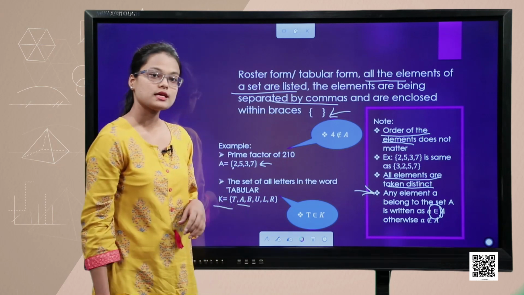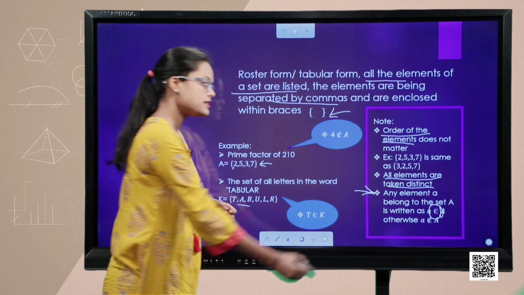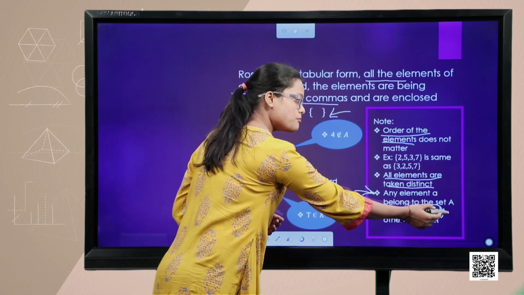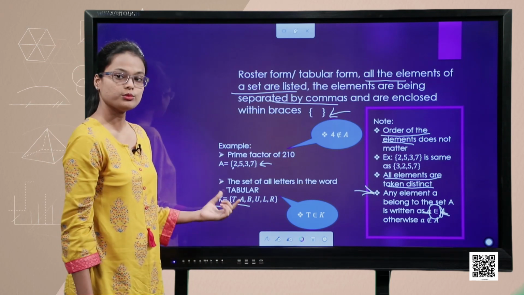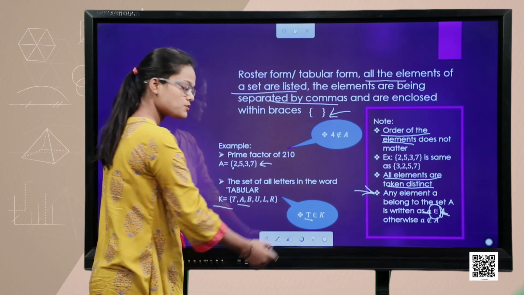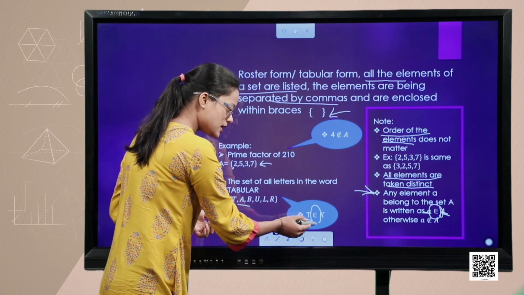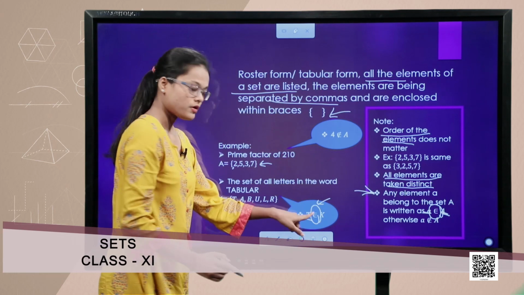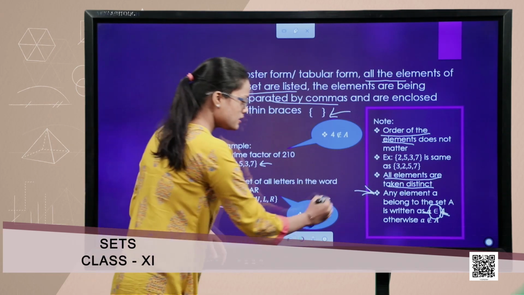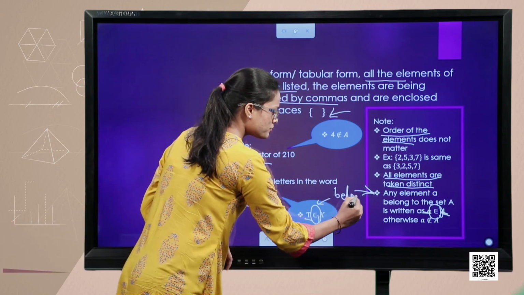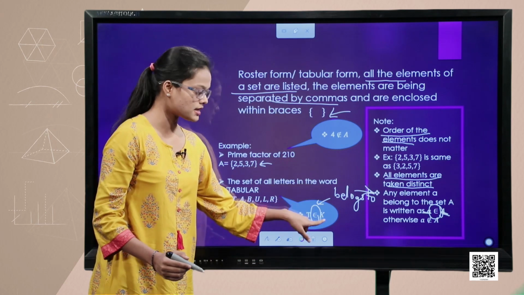This symbol is an epsilon, a Greek letter, which represents that this element is a member of the set A. Let us see in this example T. Yes, we know that T is a member of the set K. So, for this T we write epsilon K, where this epsilon is representing belongs to. So, T is belonging to the set K.